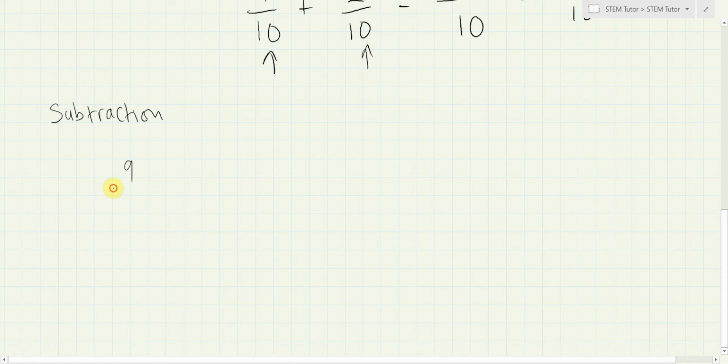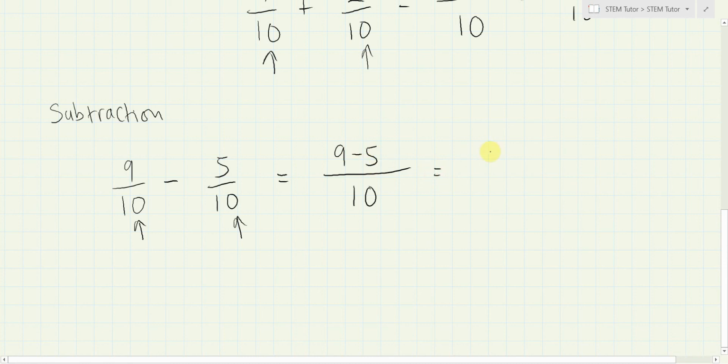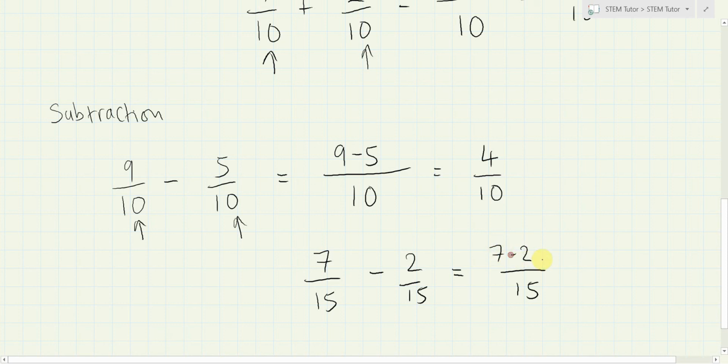So if we had 9 over 10 minus 5 over 10, the denominator is 10, as it remains the same as these. And the number at the top would be 9 minus 5, which gives us 4 over 10. Another example, if we had 7 over 15 minus 2 over 15, then the denominator is 15, and the number at the top is 7 minus 2, which gives us 5 over 15.